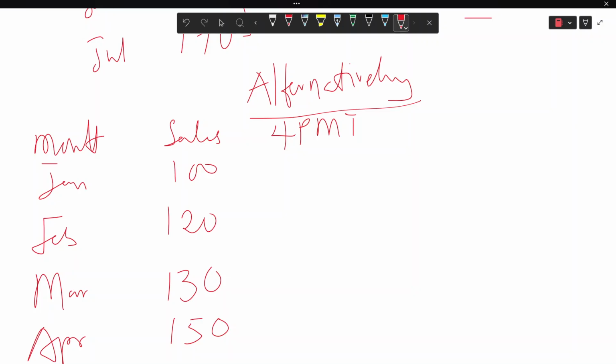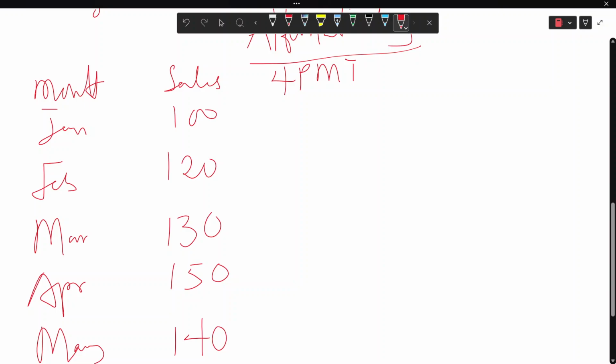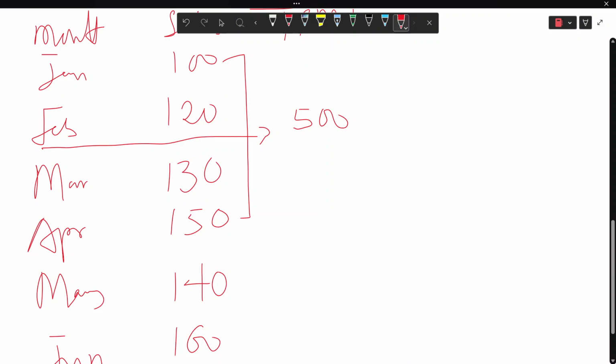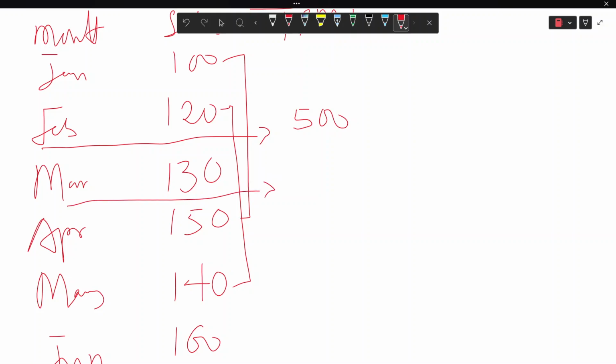The 4 period moving total. So we take the first four, that's 100 plus 120 plus 130 plus 150. We are getting 500. It lies between these ones. The next one, we drop the first one, that's 100, and pick a new one. So we start from 120 to 140: 120 plus 130 plus 150 plus 140, giving us 540. Also lies here between March and April.